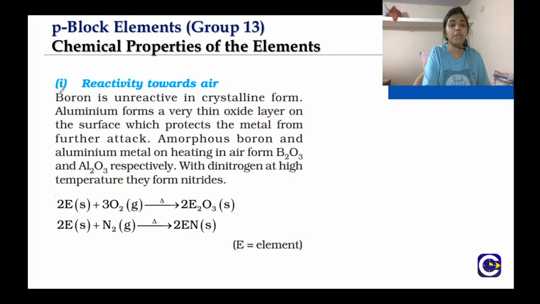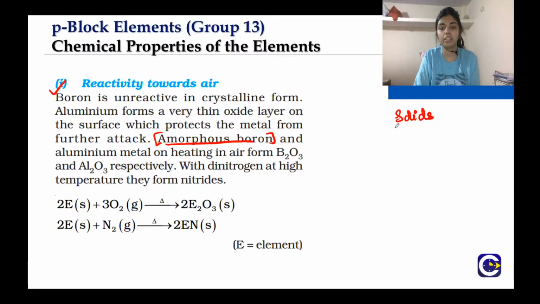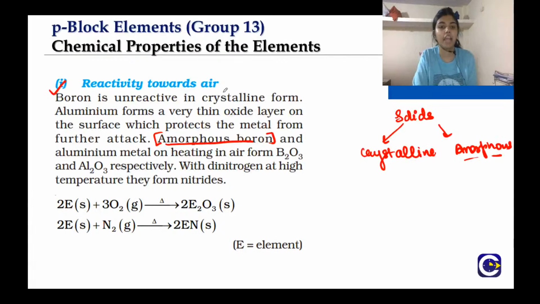Now coming on to reactivity towards air. So boron, if you take it in crystal form, it is unreactive, right? It will not react with air, right? While if you take amorphous boron, see, solids have two different types of structure that you will learn in 12th class also: crystalline solids and amorphous solids. In the previous session, I guess I have explained this in detail, right? So amorphous boron, if you make it react with air, it will form what? B2O3. It will form B2O3.